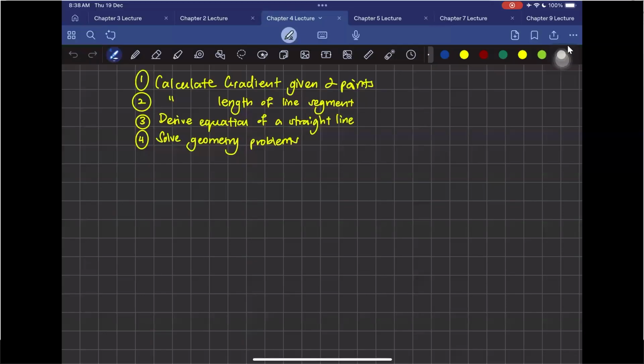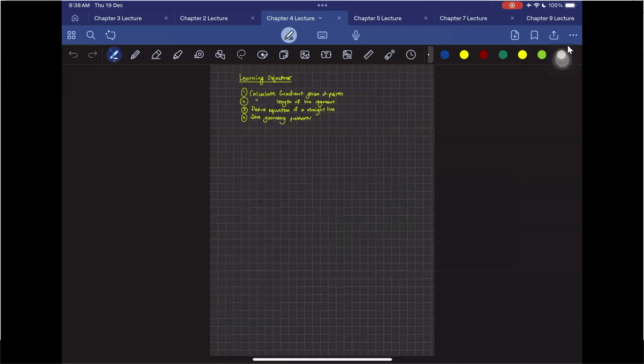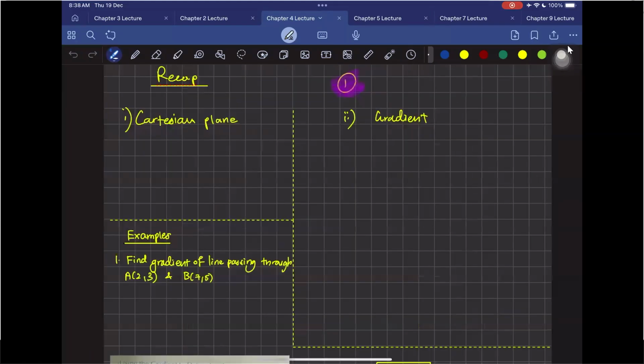Thirdly, you should be able to derive an equation of a straight line. And the last point is more on application-based problems. So you should be able to solve geometry problems. Okay, so now let's get started.